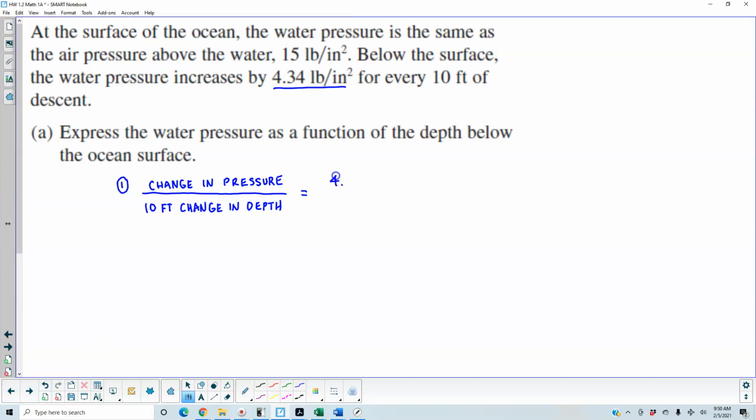So we have 4.34, and it's going to be divided by the 10 feet change in depth. So we end up getting 0.434. And so this is going to represent our slope.